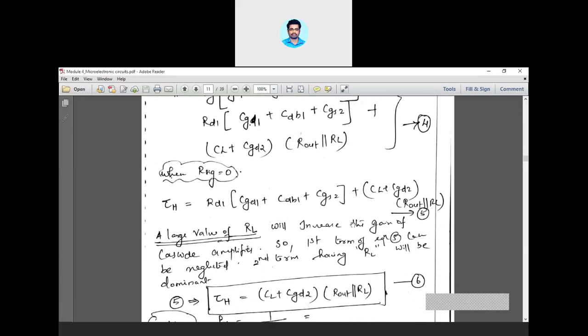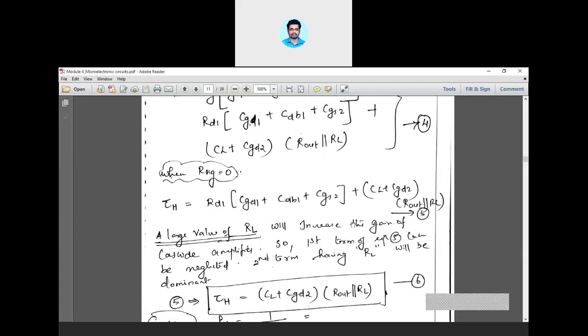So I told you that setting a large value of RL will increase the gain of the cascode amplifier, isn't it? In the small signal analysis, we have learned two different cases. Whenever RL is equal to small r0, the output resistance of the transistor, then the cascode amplifier has got no use, because it provides only a small gain equal to A0, which can be provided by a typical common source amplifier.